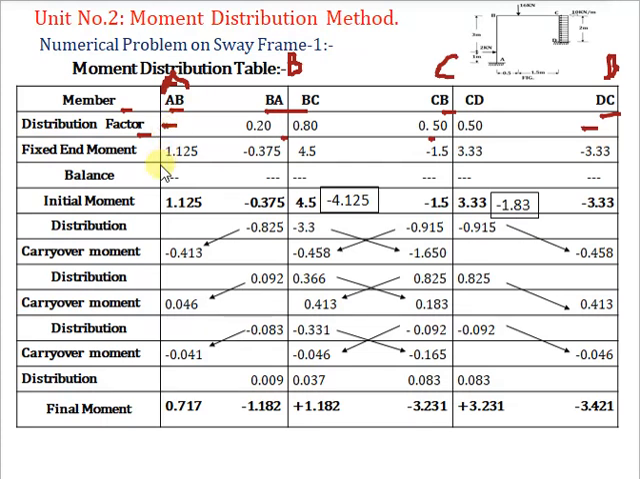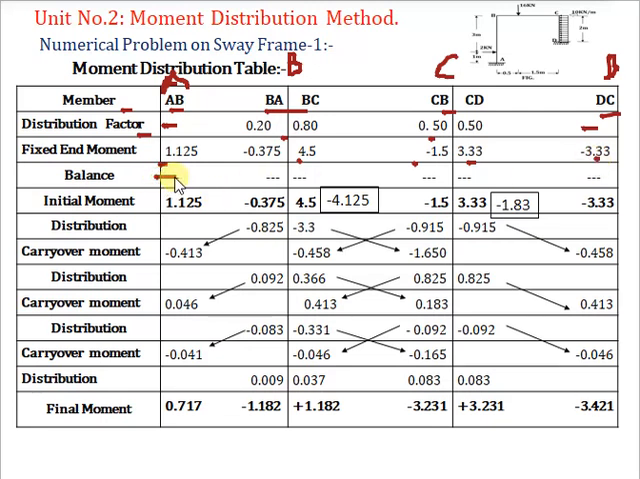Then write down the fixed end moments: 1.125 for AB. Fixed end moment for BA is minus 0.375, for BC 4.5, for CB minus 1.5, for CD 3.33 and for DC minus 3.33.